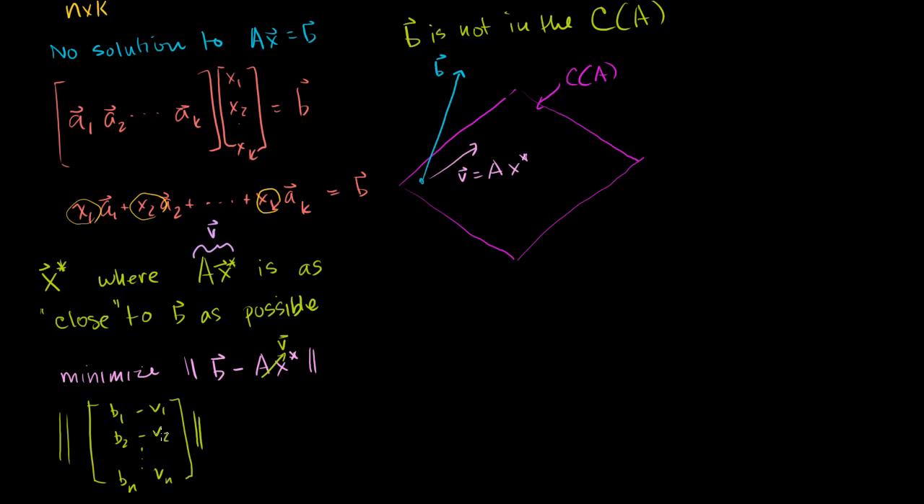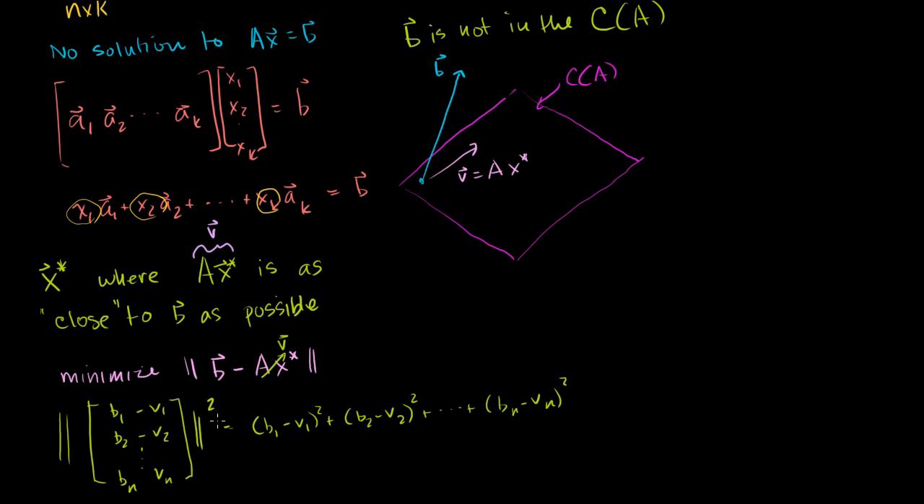And if you take the length of this vector, this is the same thing as this. This is going to be equal to the square root. Let me take the length squared, actually. The length squared of this is just going to be b1 minus v1 squared plus b2 minus v2 squared plus all the way to bn minus vn squared. And I want to minimize this. So I want to make this value the least value that it can be possible. Or I want to get the least squares estimate here.